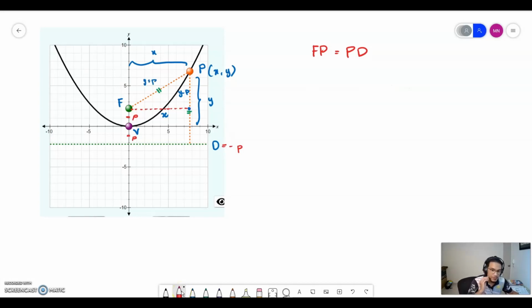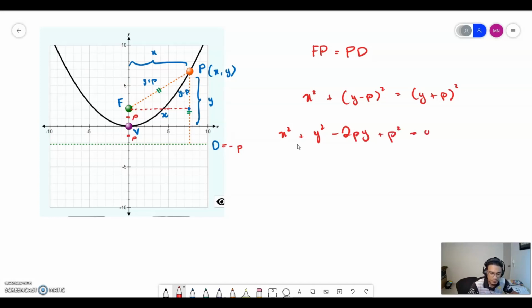Okay, so from that we can create a Pythagoras theorem where we will have x squared plus (y minus p) squared equal to (y plus p) squared. Okay, x squared plus y squared minus 2py plus p squared equal to y squared plus 2py plus p squared. Okay, so we can remove a few things from here.